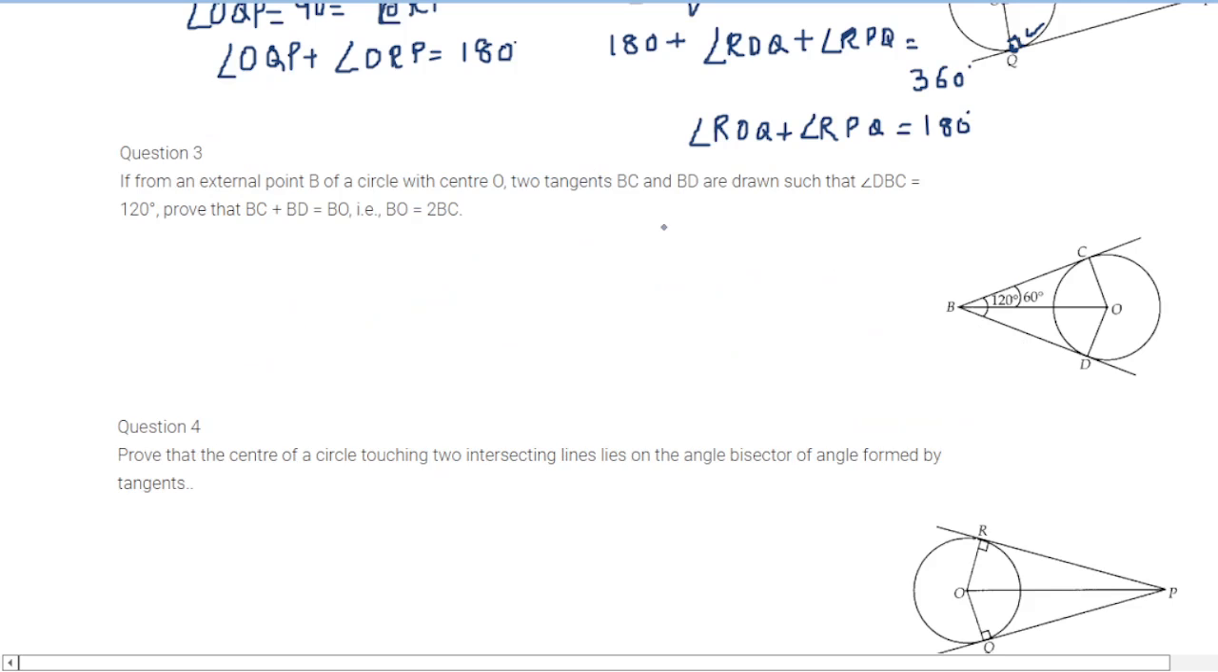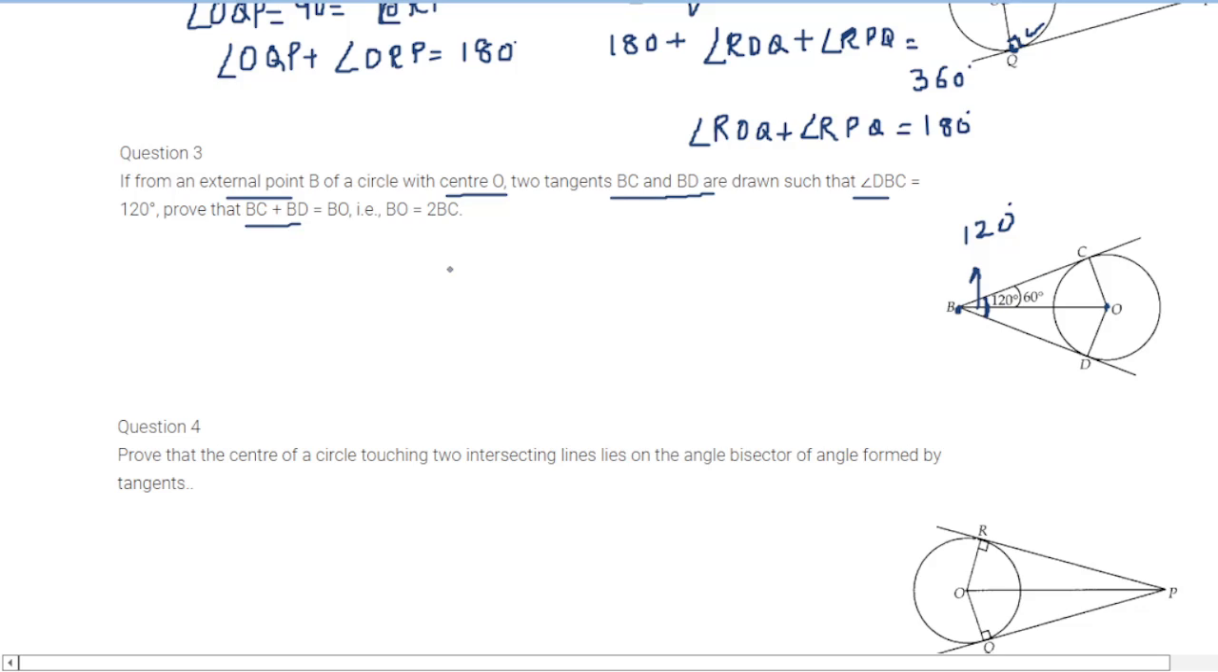Now in question number 3, B is an external point of a circle with center O. BC and BD are two tangents drawn such that angle DBC is given to us as 120 degrees, and we have to prove that BC plus BD will be equal to BO, or we can say that BO is twice of BC.